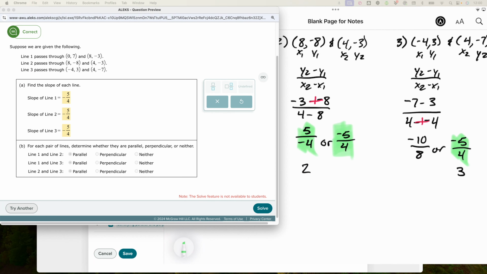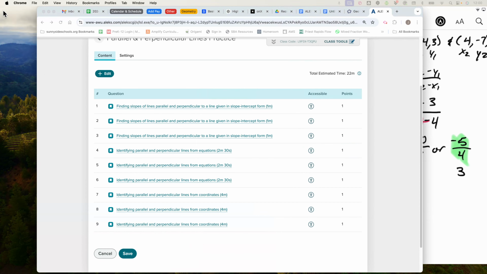Okay, and so that's what our work is going to be around parallel and perpendicular. Again, on your homework, you will only have 6 questions because I just realized that these 3 are not going to be valid. So with that, go ahead and get started on this.